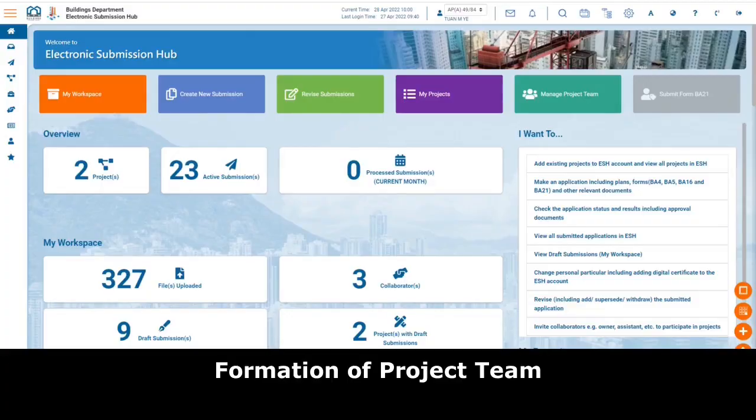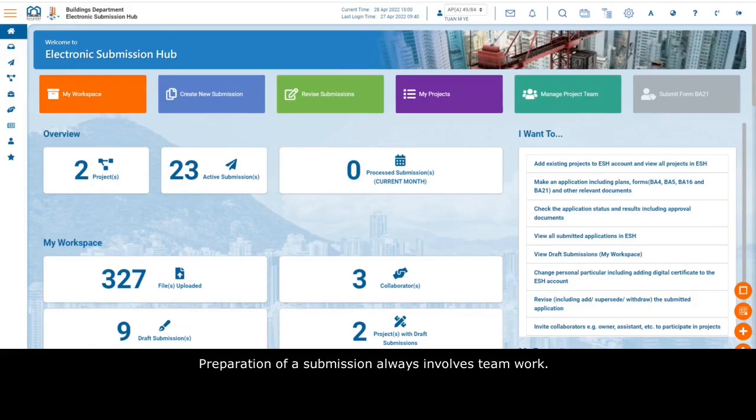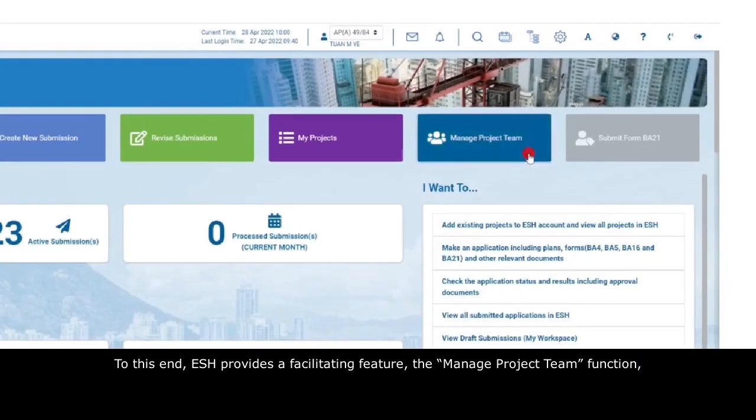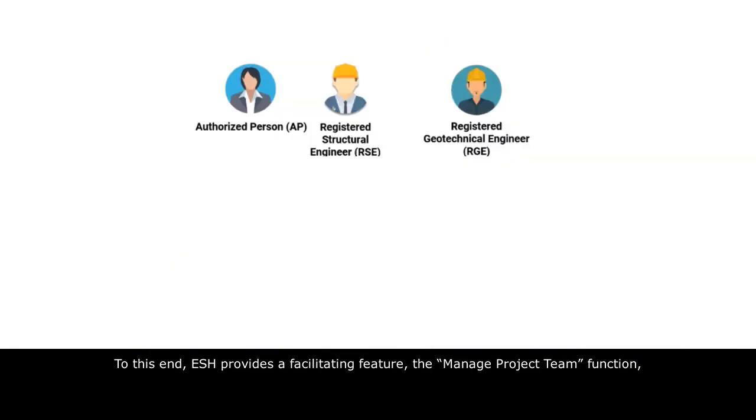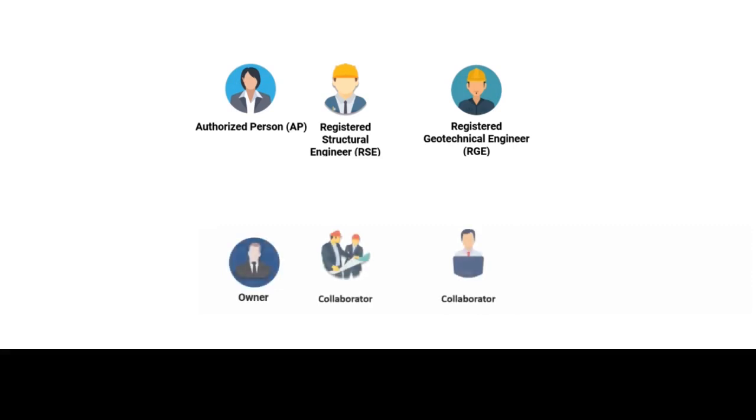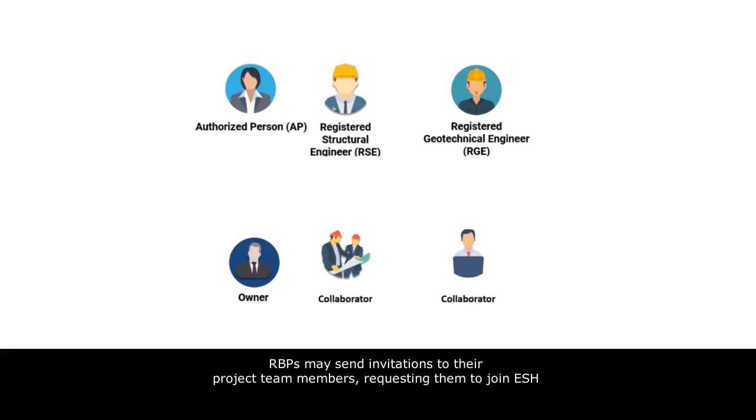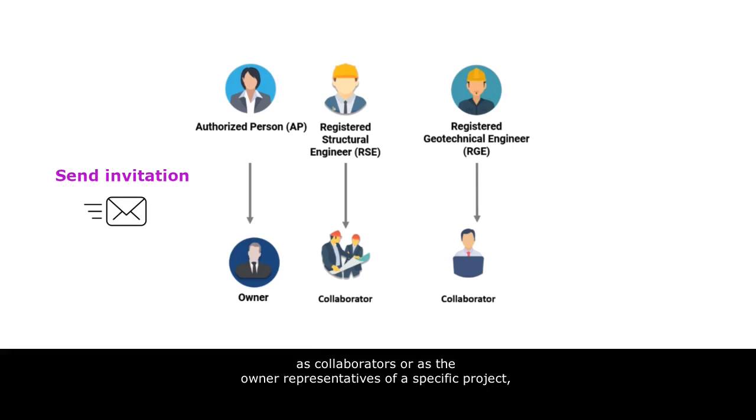Formation of project team. Preparation of a submission always involves teamwork. To this end, ESH provides a facilitating feature, the Manage Project Team function, allowing RBPs to invite their own collaborators, such as their assistants, to form a project team in ESH. RBPs may send invitations to their project team members, requesting them to join ESH as collaborators or as the owner representatives of a specific project, so that they can jointly prepare draft submissions and collaborate under the same project in ESH.